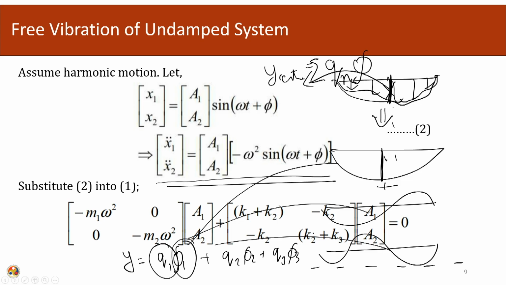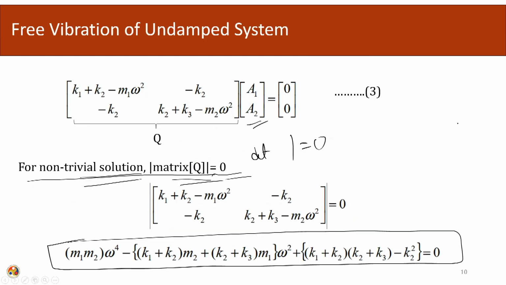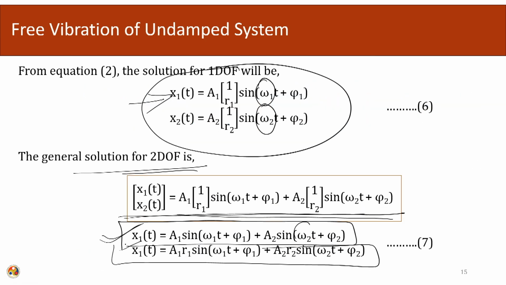So, here also x1 and x2, x1 will have a contribution from q1 phi1 plus q2 phi2. It means that it will have a contribution from the first degree of freedom and it will have a contribution from the second also. So, x1 will have a contribution from omega 1 and it will have a contribution from omega 2, and so on and so forth.